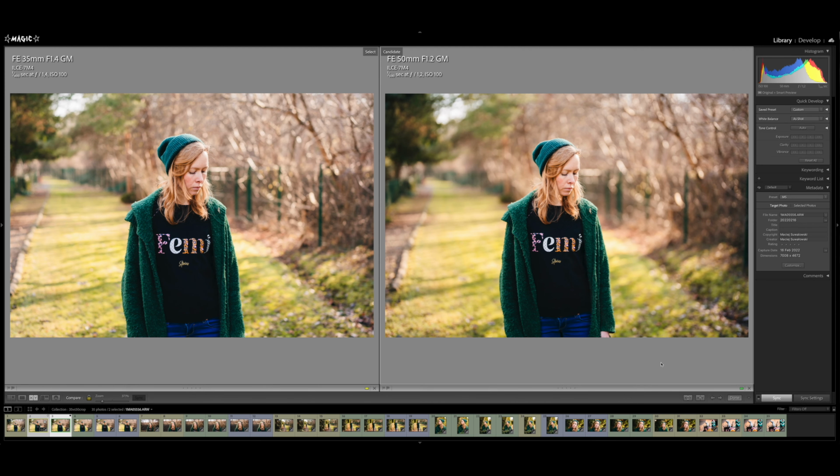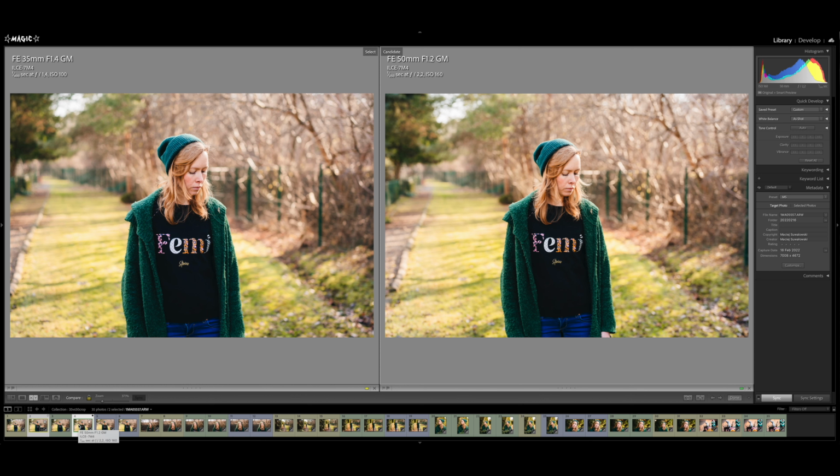But what happens if we step down the 50 G Master to 2.2, so closer to that 2.1 equivalent of a 35 in crop mode? Here we can tell that the images are looking more similar now. The background blur is kind of matching here, so you can clearly see the difference.